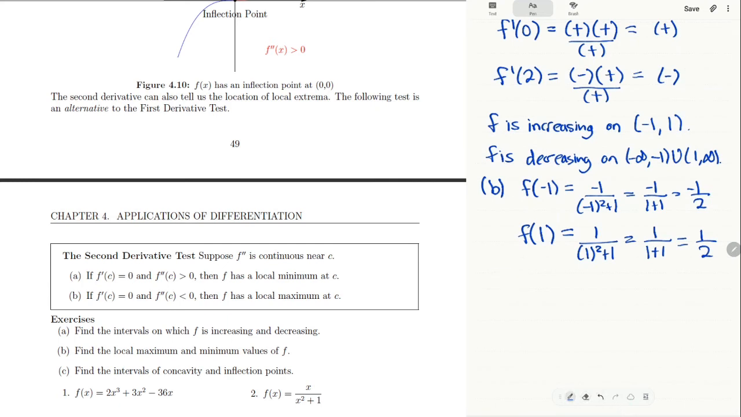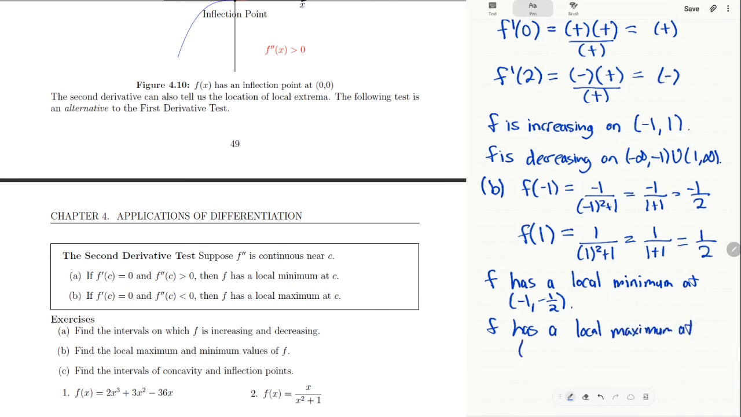And so the function has a local minimum at negative 1 and negative 1/2, and f will have a local maximum at positive 1 and positive 1/2.